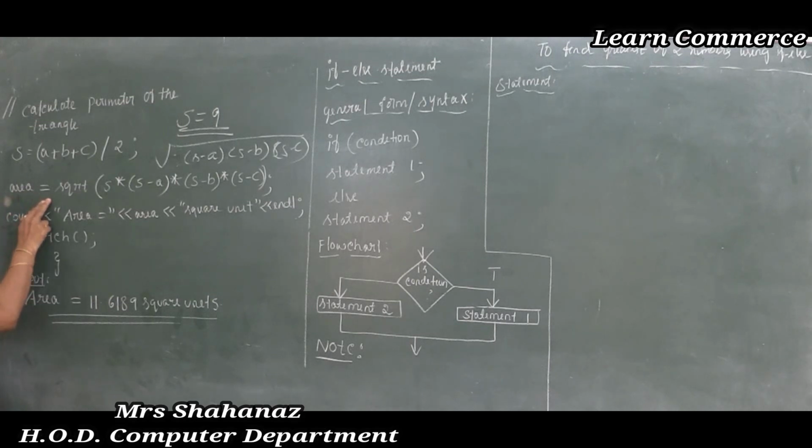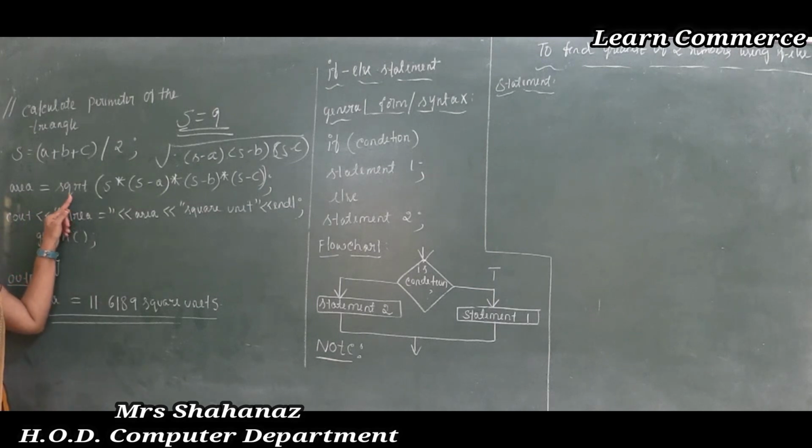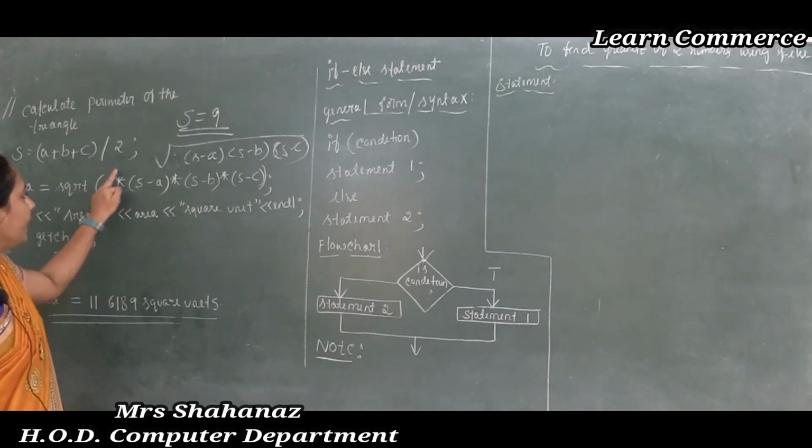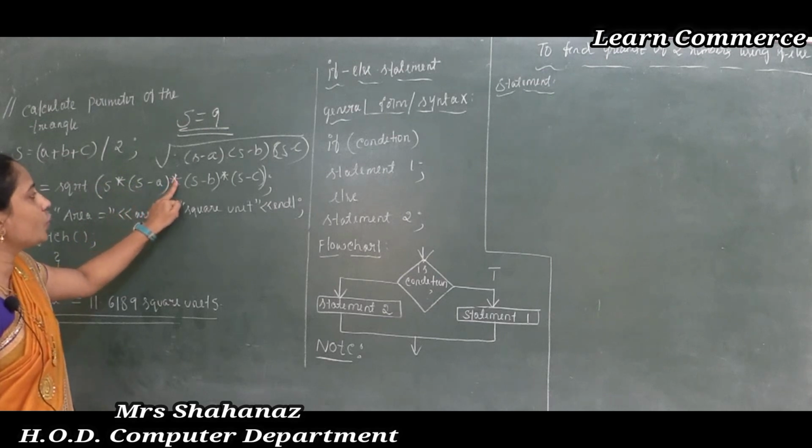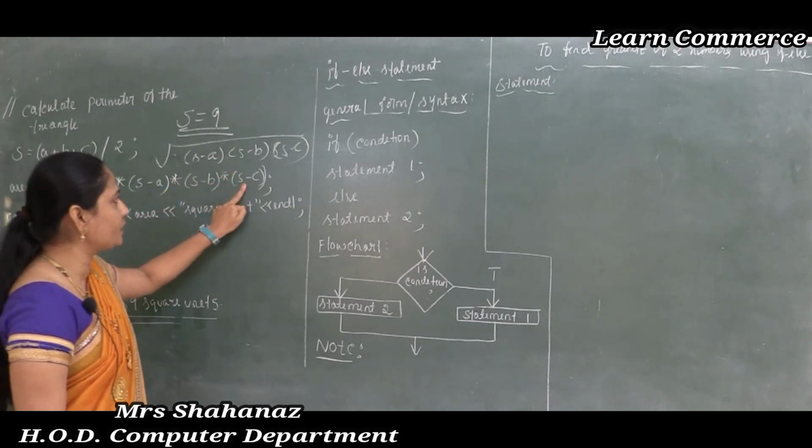Okay, so the area is equal to the square root. As we know, the square root symbol is not there, so we need to write it as SQRT. Clear this point here? SQRT is the short form of square root. Next, S into S minus A into S minus B into S minus C.